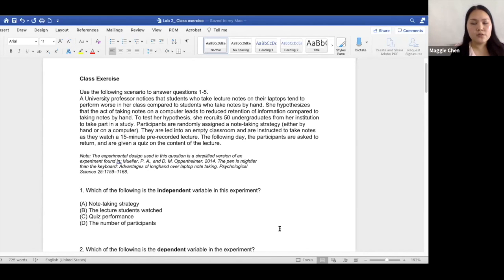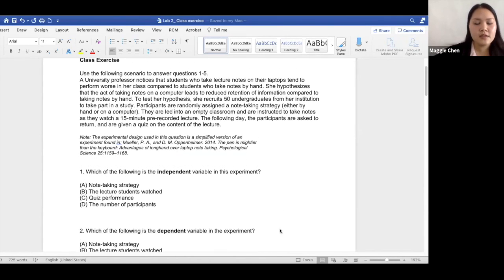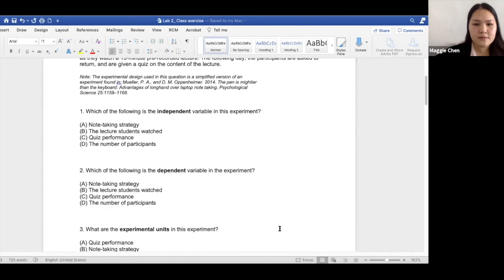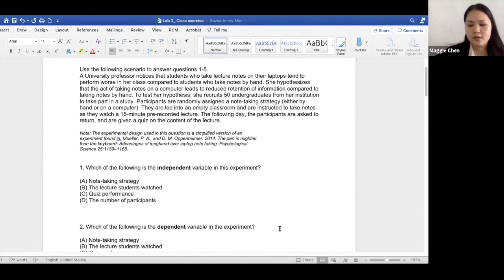So to go over a few definitions for our first question, which of the following is the independent variable in this experiment? So the independent variable is the factor that we change. It's also known as the treatment variable. So it's the variable that we manipulate.